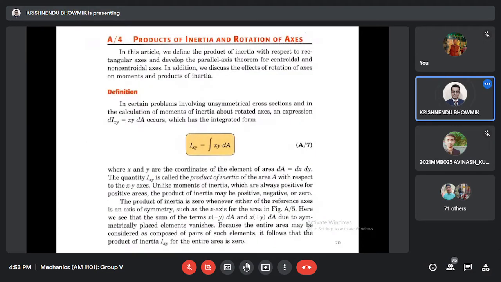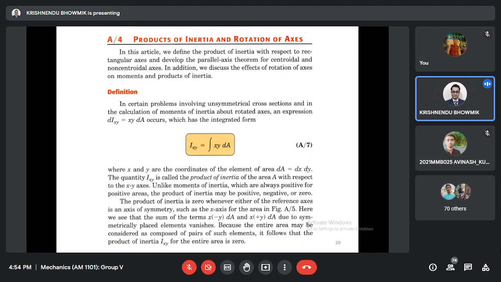Now, till now what we have learned is that we have taken the first moment with respect to x-axis, y dA, and the second moment with respect to x-axis itself, y multiplied by y dA, y square dA we got. Similarly, x square dA we got, r square dA we got. Because with respect to the same axis, we have taken the moment twice.